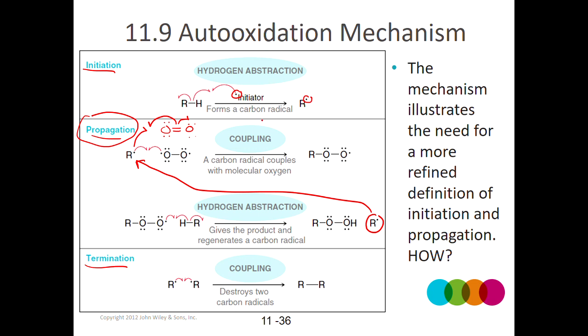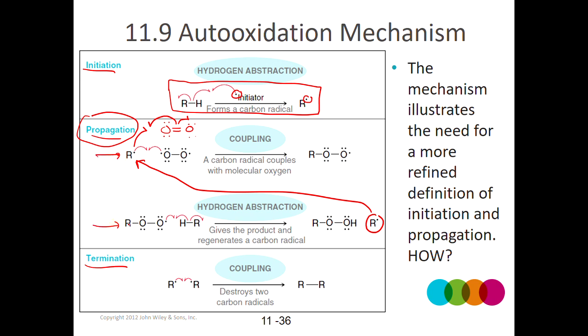So this is an example where this step maybe looks like a propagation step because there isn't a radical already there, and then it ends up on a different atom. But this step here is actually part of the initiation, because the propagation steps exclusively are steps that, when added together, give the net overall reaction. So let's look at that.